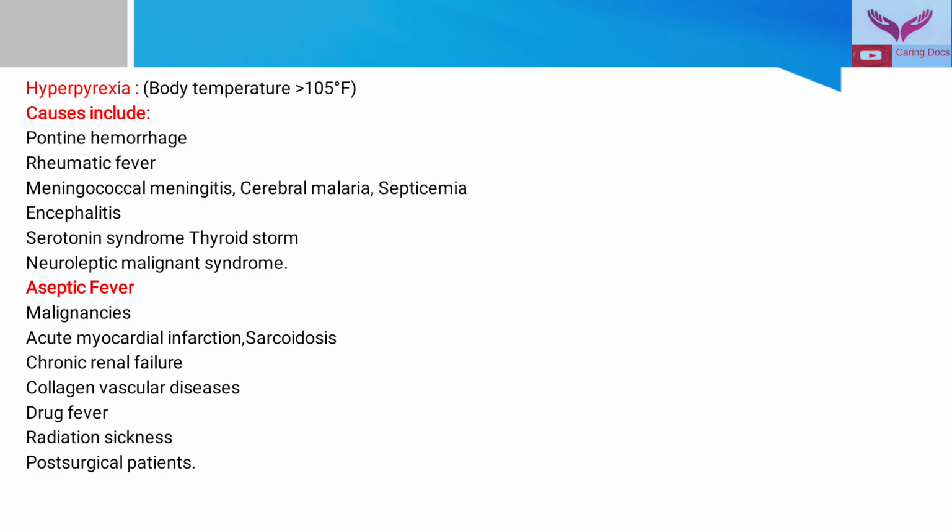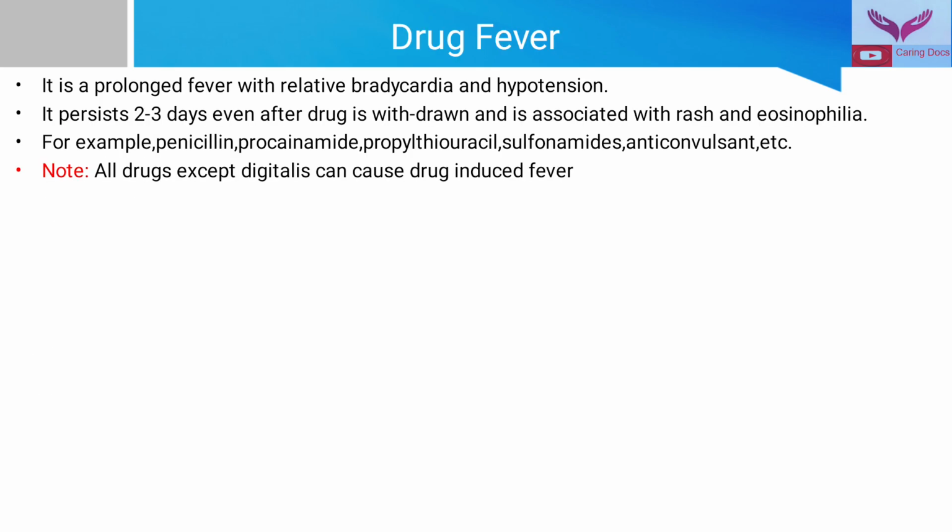Hyperpyrexia is when the body temperature exceeds 105 degrees Fahrenheit. The causes include pontine hemorrhage, rheumatic fever, meningococcal meningitis, cerebral malaria, septicemia, encephalitis, serotonin syndrome, thyroid storm, and neuroleptic malignant syndrome. Aseptic fever is seen in malignancy, acute bacterial infarction, sarcoidosis, chronic renal failure, collagen vascular diseases, drug fever, radiation sickness, and post surgical patients. Drug fever is a prolonged fever with relative bradycardia and hypotension.